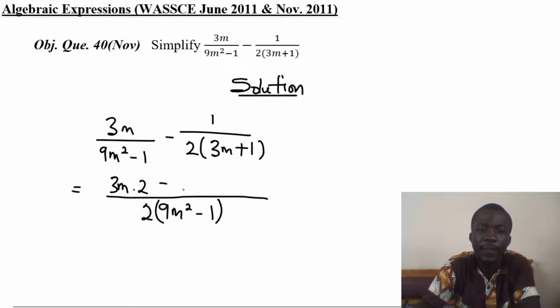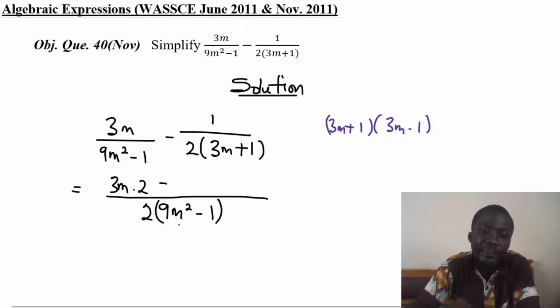Then minus, 2 into bracket 3m plus 1 goes into 2 into bracket 9m squared minus 1. What we have to recall is that 9m squared minus 1 can be expressed as 3m plus 1 multiplied by 3m minus 1. And we also have 2 here. So the 2 will cancel the 2 here, and the 3m plus 1 will cancel the 3m plus 1 we have inside 9m squared minus 1, leaving 3m minus 1.